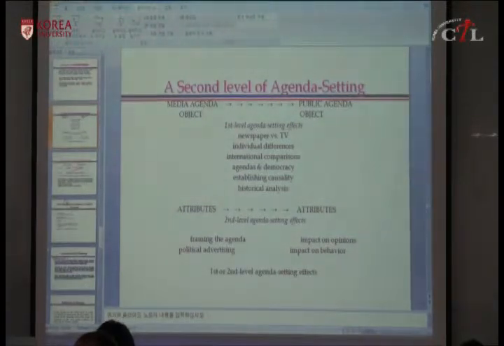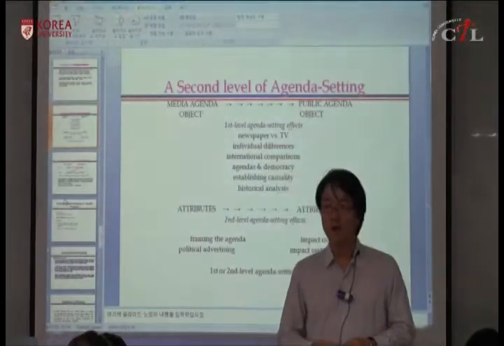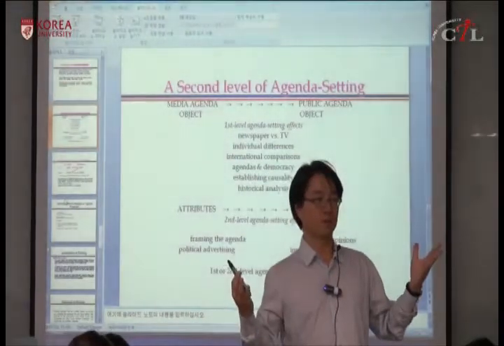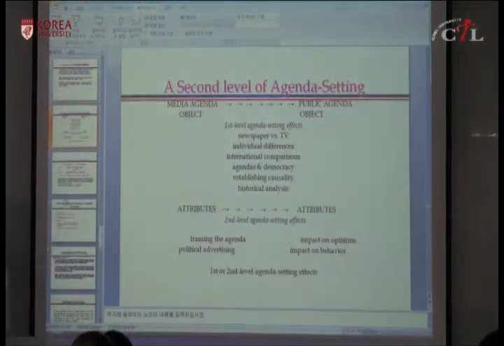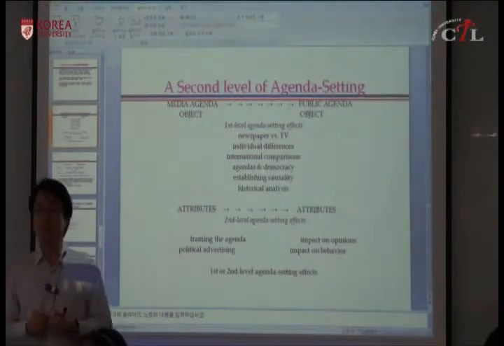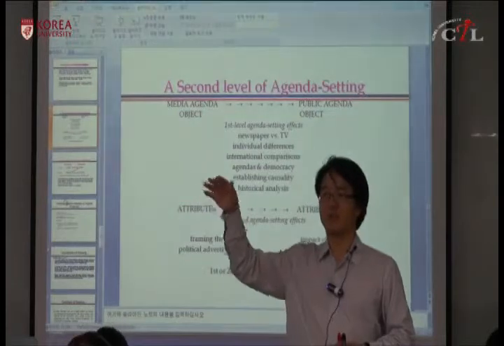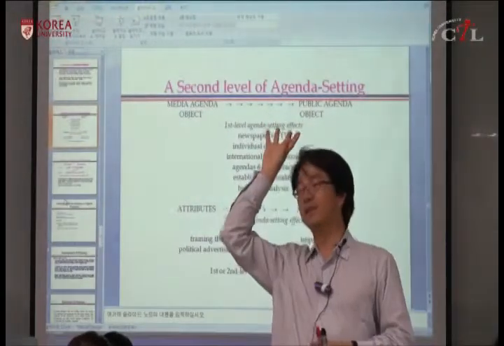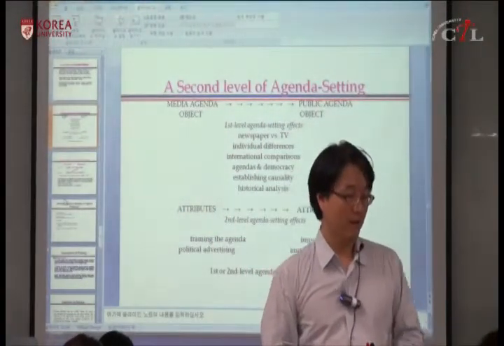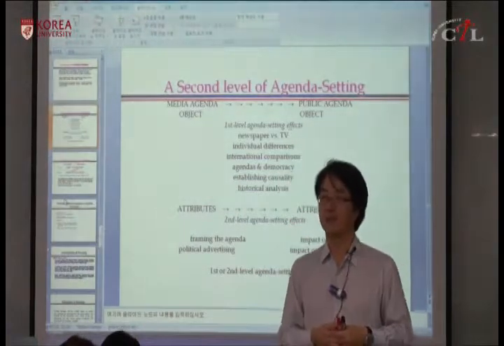And then survey. The agenda setting researchers do surveys to know the public agendas, people's opinions, public opinions. So most agenda setting researchers use content analysis for the media agenda and surveys for the public agenda, and then they try to find very high correlations, causal relationships, between media and the public. That's what agenda setting researchers do to find the agenda setting effects.